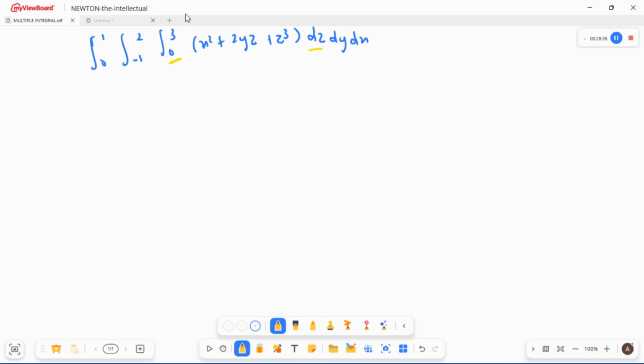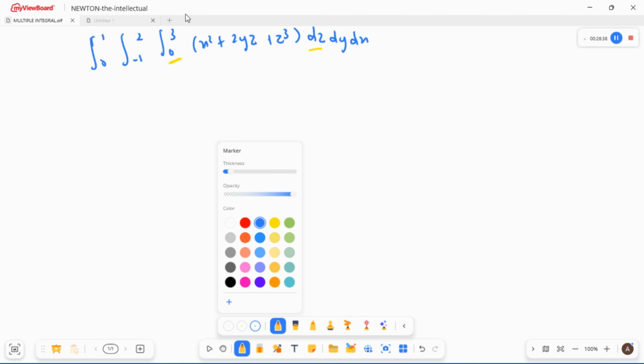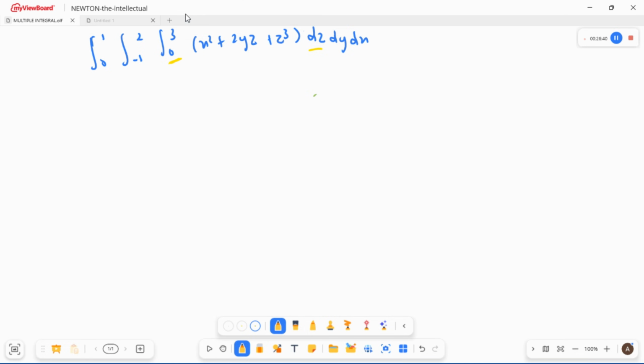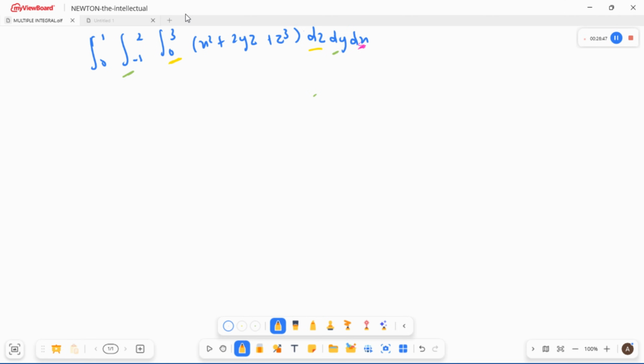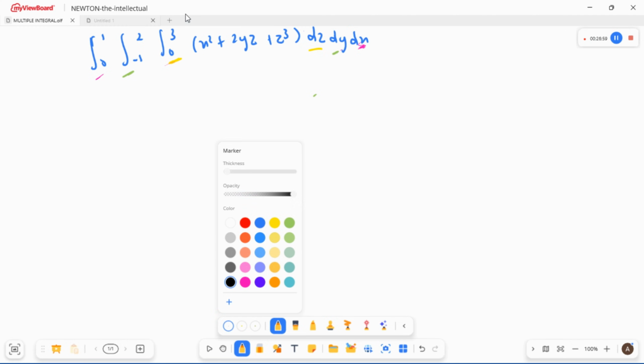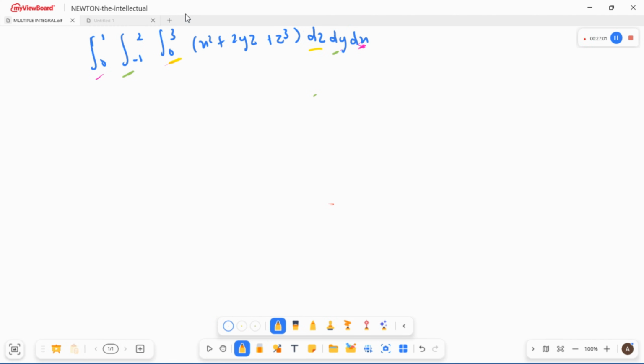Let me change the color of the ink. For dy, this is our limit, and for the x, this is our limit. That is what it means, because the first integral sign we take as the first integral, the second one we take as the second integral, and the third one as the third integral. It is that simple. So now that we understand that, I want you to check all the limits. Which one is the smallest? Which one do you think is going to be the easiest for us to do? From 0 to 1, yes.